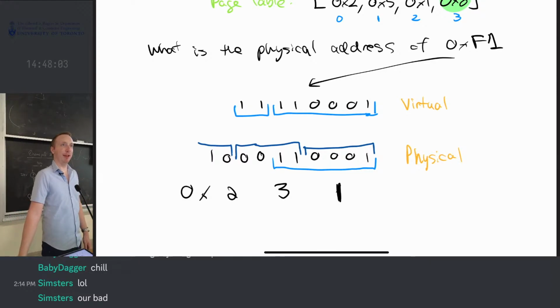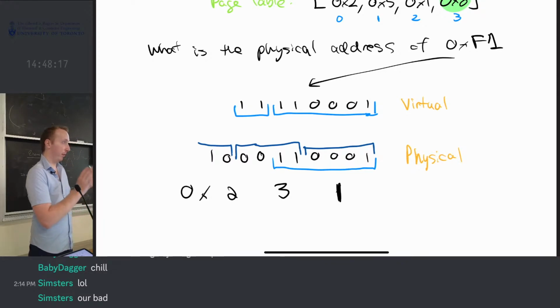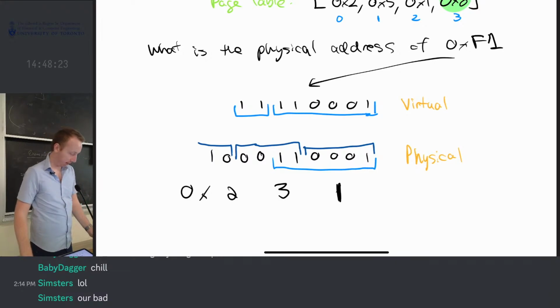Any questions about that? Yeah, so the page table would be provided to you, and if you are the kernel, this is what you manage. So the kernel manages the page table. Each process gets its own page table.